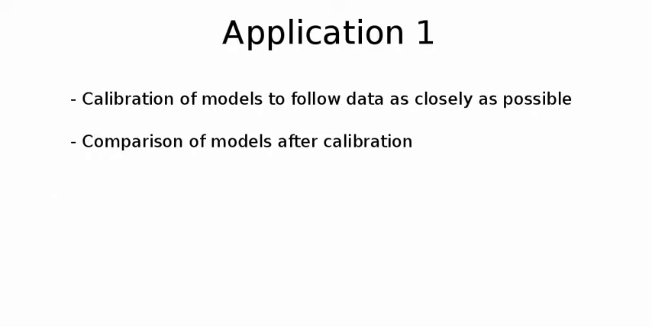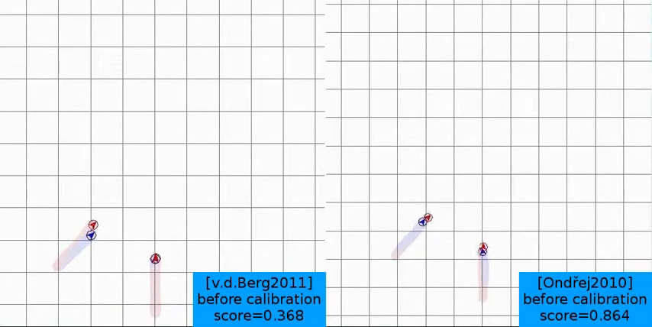First, let's start with microscopic data based on which we calibrate and then compare models, here with a difference metric as an example. Please keep in mind that a lower score indicates that a simulation is closer to the reference data. The first situation is a simple crossing scenario between two pedestrians.